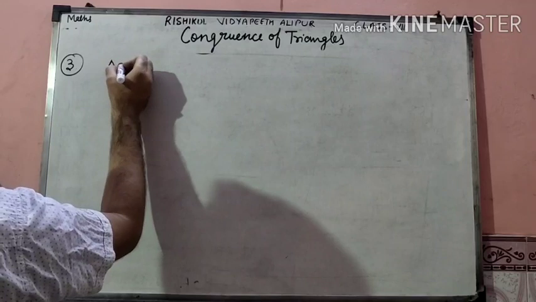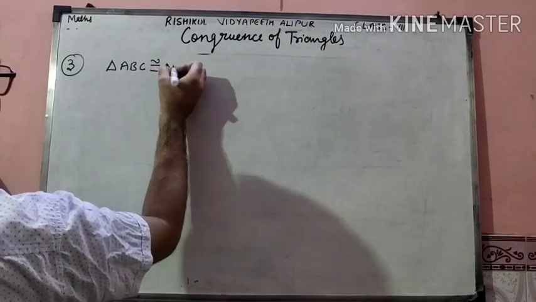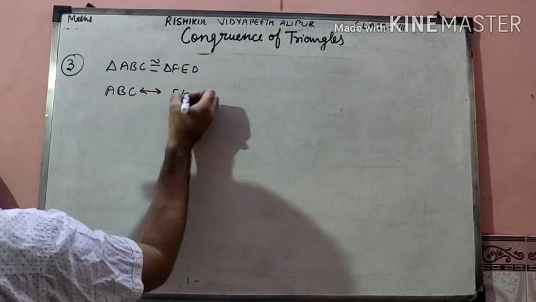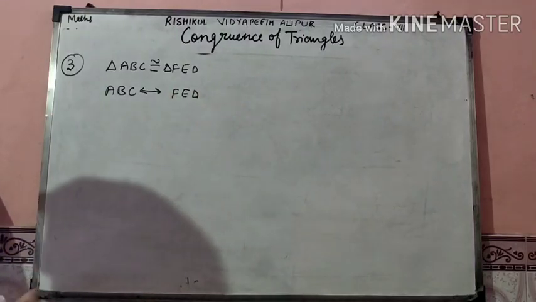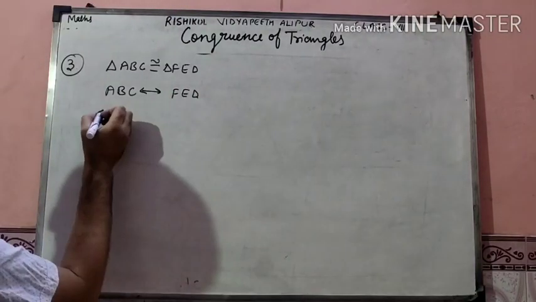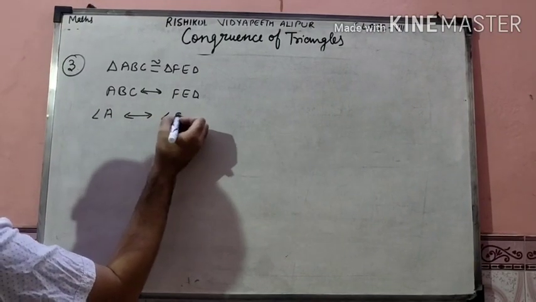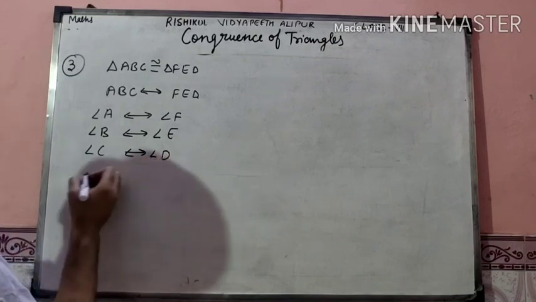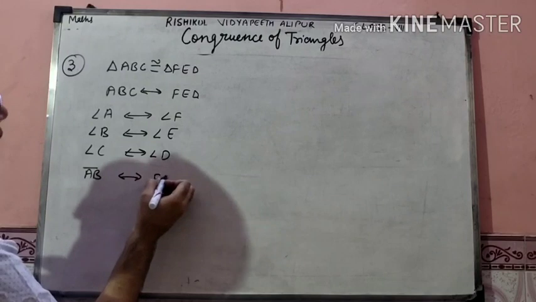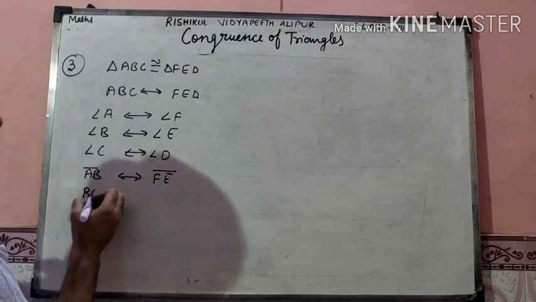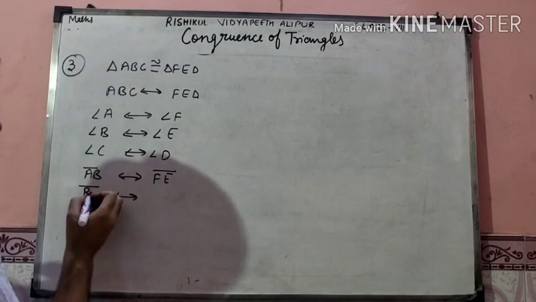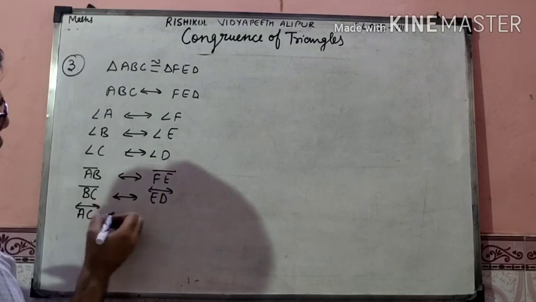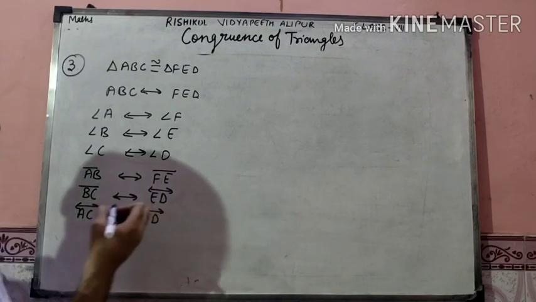Third question: triangle ABC is congruent to triangle FED. So what you have to do? We are given that ABC is congruent to FED. So write all the corresponding parts. In this case, angle A corresponds to angle F, angle B corresponds to angle E, angle C corresponds to angle D, and side AB corresponds to side FE, and BC corresponds to ED, and AC corresponds to FD. In this way, students, we can do it.